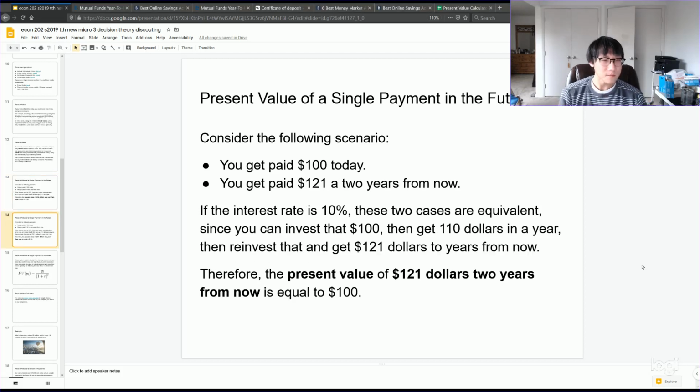Okay, here's another example. Suppose that you either get paid $100 today or $121 2 years from now. As it turns out, both of these situations are equivalent, because if you take $100 today and invest that money for 2 years in a row, well, let's see. You have $100 today. After 1 year, you're going to have $110. Take that amount of money, reinvest it at a 10% interest rate, and at the end of 2 years, you're going to have $121. So again, these two things are equivalent, getting $100 today or getting $121 2 years from now. So we would say that the present value of $121 2 years from now is equal to $100.